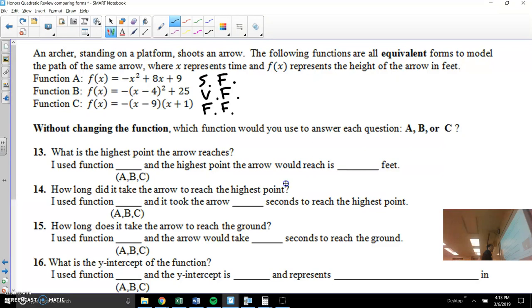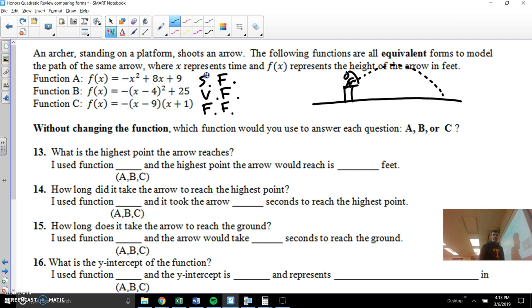Now, if you read the story, an archer standing on a platform shoots an arrow, and all of these model the same arrow's path, where x is the time the arrow's in the air, and f of x, or y, or the outcome, is really the height in that moment. So just a quick little sketch here. You've got somebody standing on a platform. They're shooting an arrow. That arrow is going up and coming back down.